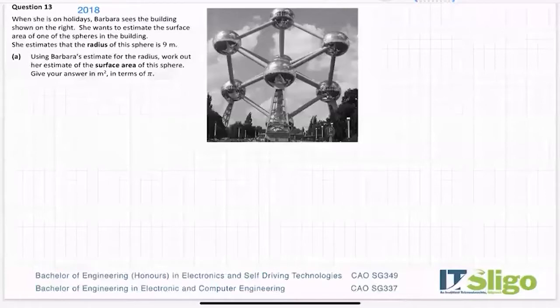Let's have a look at the 2018 question on the area and volume chapter. So, when she's on holidays, Barbara sees the building shown on the right. She wants to estimate the surface area of one of the spheres of the building. She estimates that the radius of this sphere is 9 meters. Using Barbara's estimate for the radius, work out her estimate of the surface area of the sphere. Give your answer in terms of pi.